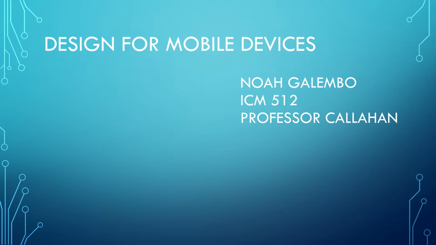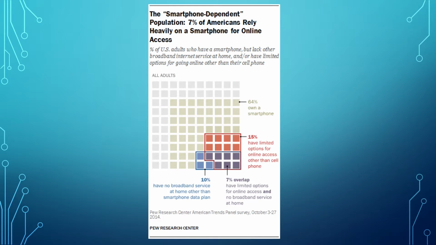The invention of the smartphone and mobile computing has forever changed the landscape of how information is communicated. Now, everybody has the power of the internet in their palm or even on their wrist. Here, in this survey result from the Pew Research Center, we can see that over 64% of Americans own a smartphone, with 15% of them having limited access to the internet.